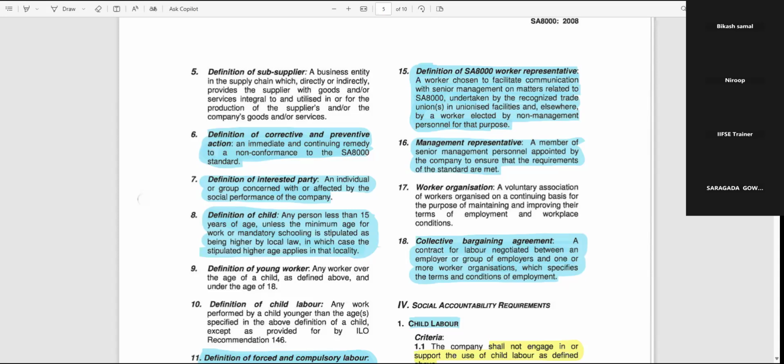And the definition of child: any person less than 15 years of age, unless the minimum age for work or mandatory schooling is stipulated as being higher by a local law, in which case the stipulated higher age applies in that locality. Since it is an international standard, it is talking about a person less than 15 years of age, or sometimes the age which is defined by the local law. And also mandatory schooling should be there. As per SA 8000, such people can be hired, but they should work only minimum hours after their schooling. It does not mean that without schooling a child can be directly hired for working in our organization. If you are hiring anybody as a child labor, he should definitely have schooling.